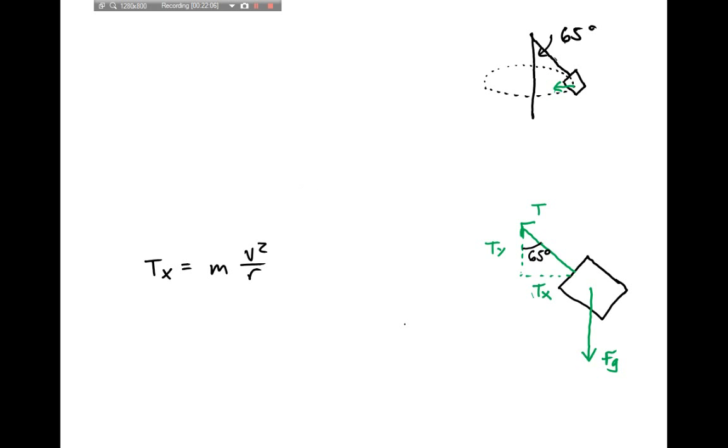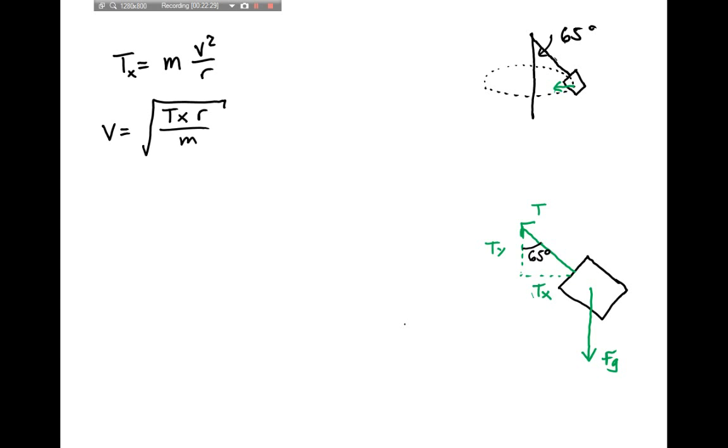So what we have is that the x component of my tension has to be causing the centripetal acceleration. So the x component of my tension is equal to mv squared divided by r. So solving for v, I see that v is equal to the x component of my tension times r divided by m, and then I have to square root this whole thing.